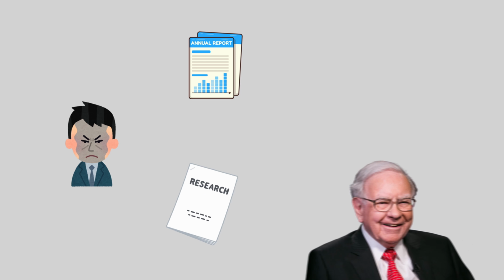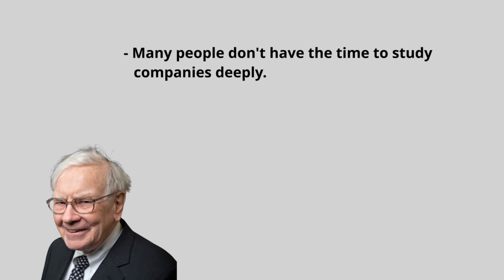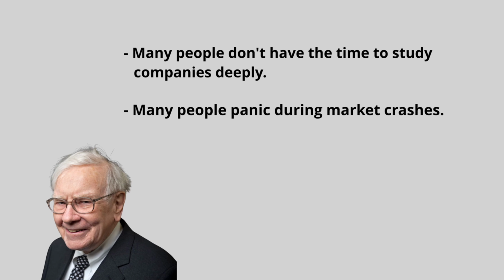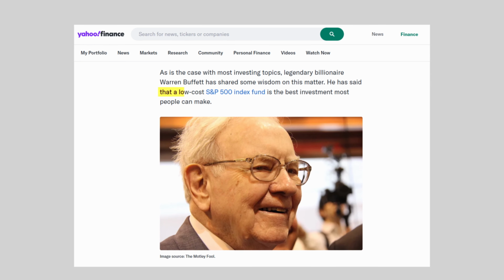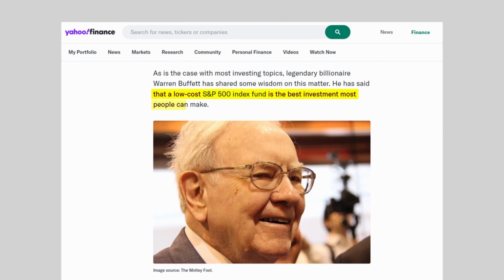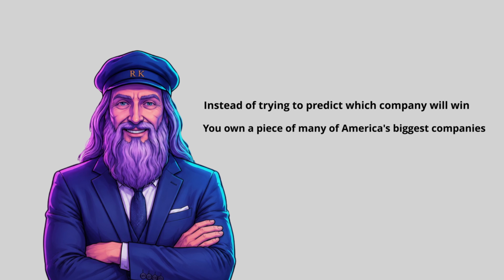That's one reason Warren Buffett made an interesting point back in 2013. For the average person, he believes, many people don't have the time to study companies deeply. Many people panic during market crashes. Many professional fund managers fail to beat the market after fees. Because of this, he believes broad diversification through a low-cost S&P 500 index fund is a better option for most ordinary investors. The idea is simple. Instead of trying to predict which company will win, you own a piece of many of America's biggest companies, which helps reduce your investment risk.